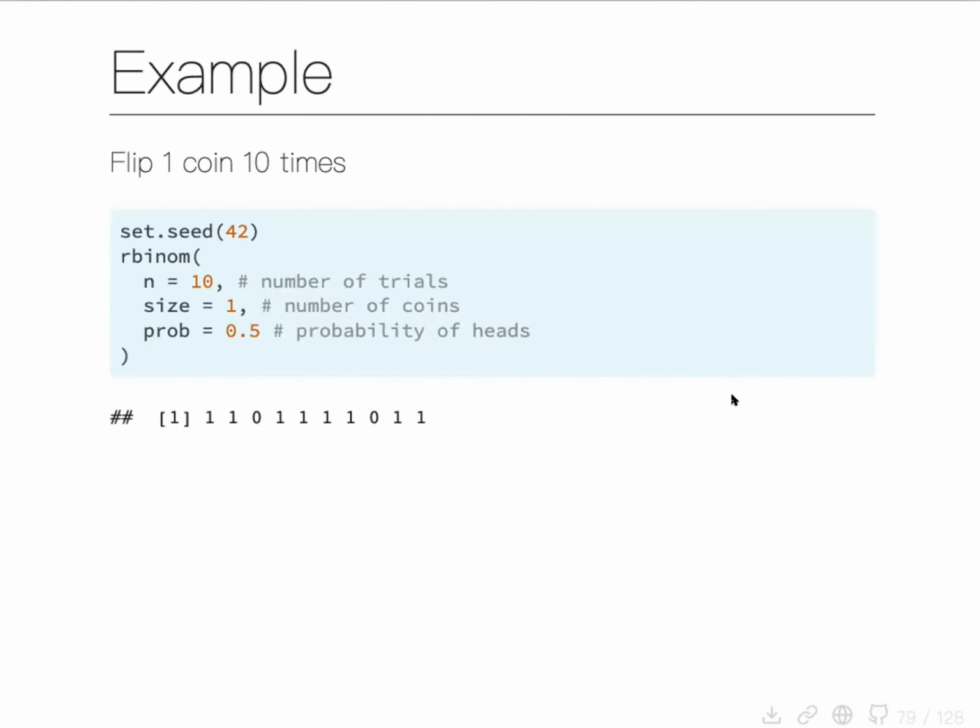So here's an example where we would do this through code, right? I'm using rbinom, so draw data from a random binomial distribution where the n is equal to 10. So we're going to flip the coin 10 times. Size is equal to 1, so each time we flip it, we're only flipping 1 coin. And then the probability is 0.5. So here we go. There's our data.